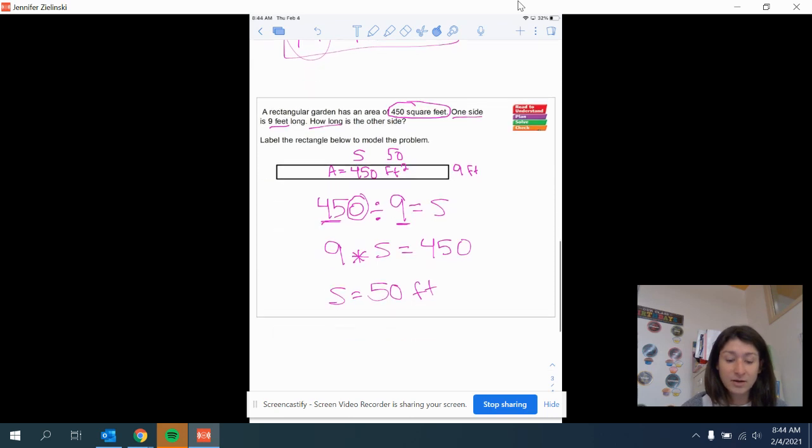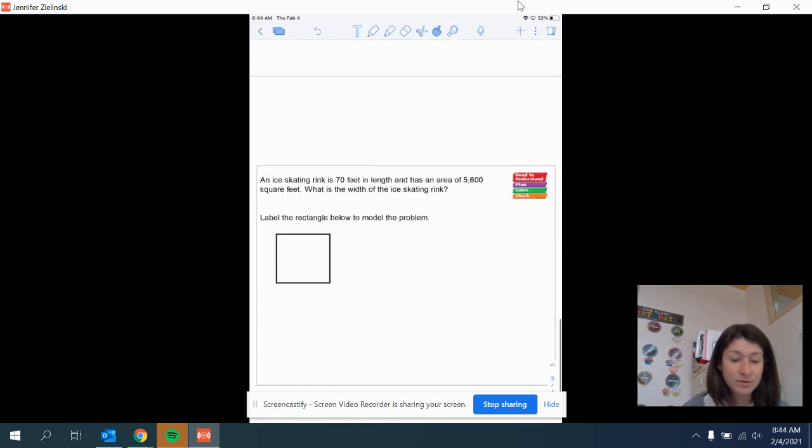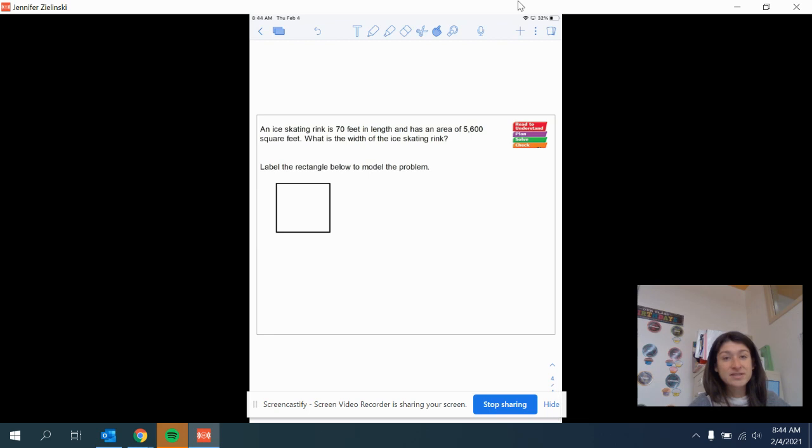Let's take a look at another example. An ice skating rink is 70 feet in length and has an area of 5,600 square feet. What is the width of the ice skating rink? Label the rectangle below to model the problem. So we do not want to forget to label, since it asks us to do that. And let's find what we know. We have 70 feet in length and an area of 5,600 square feet. We are looking for our width.